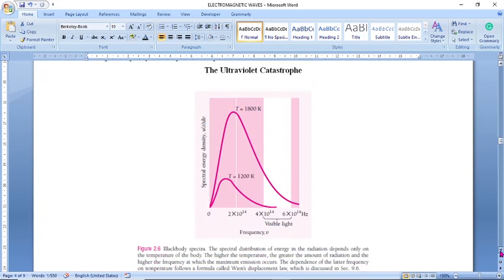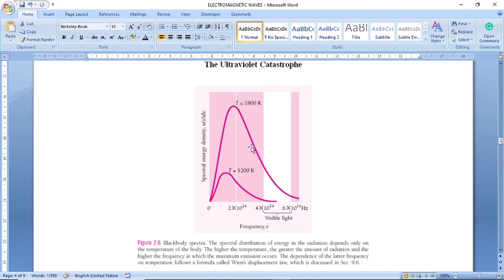Ultraviolet catastrophe നമ്മൾ നോക്കുമ്പോൾ, this spectrum shows the black body spectrum at 1200 Kelvin and at 1800 Kelvin. നിങ്ങൾ നോക്ക്, the amount of radiation is higher for higher temperature, and the x-axis shows the frequency. These frequencies are also shifted to the higher region at the higher temperature. Okay.